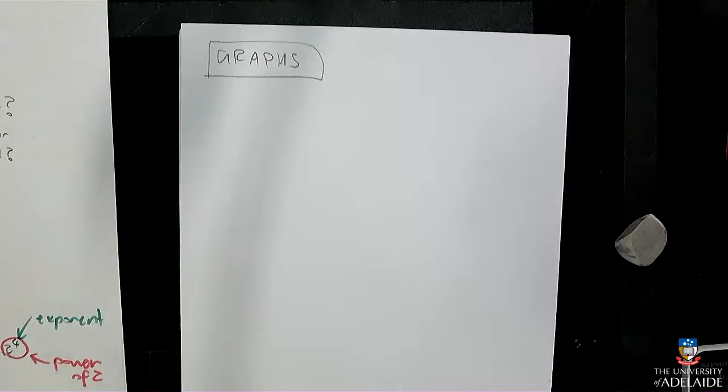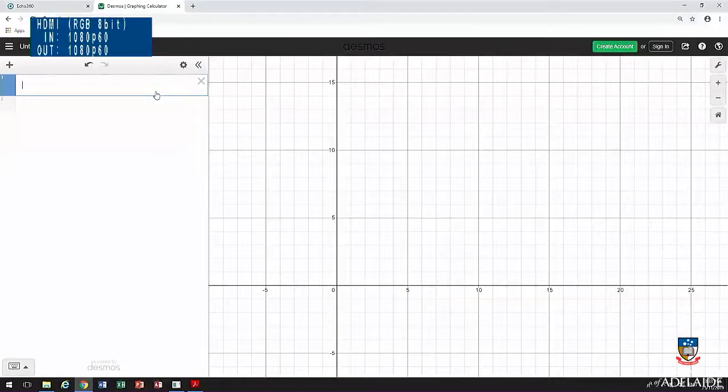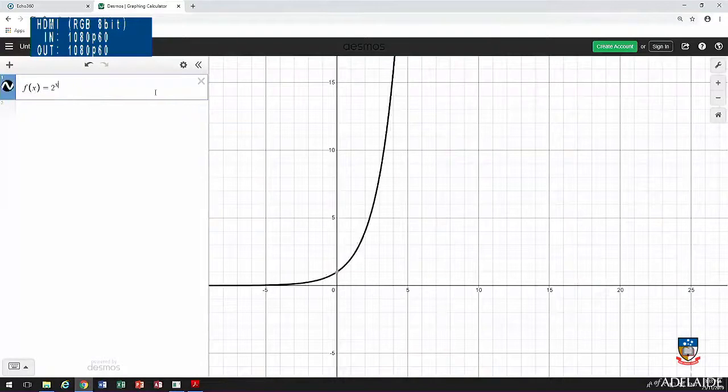So graphs will turn out to be certain shapes. And look, it's going to be easier to get a computer to draw this for me. So let's draw some. That's 2 to the power of x. So you can see here that when x is 2, the y comes out to be 4. When x is 3, the y comes out to be 8. And when x is 4, the y comes out to be 16, and so on. They're the things that I calculated earlier.